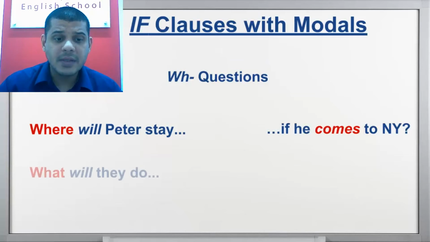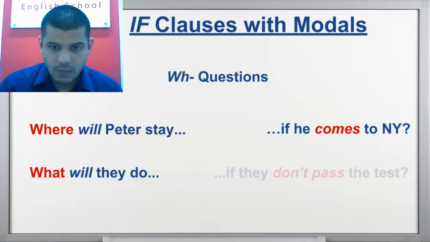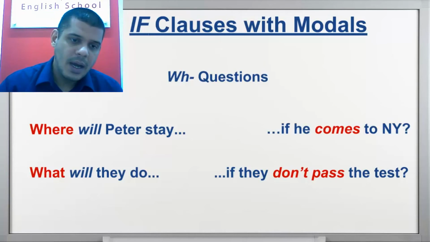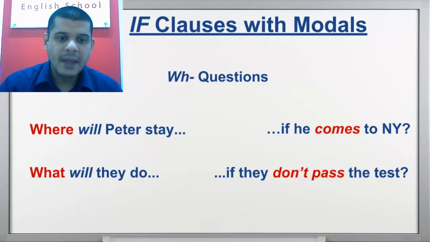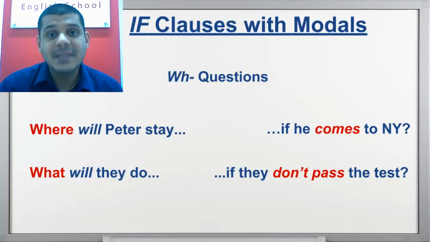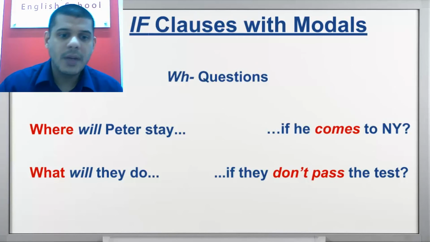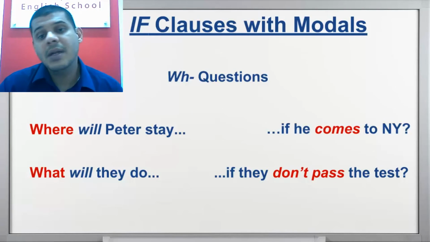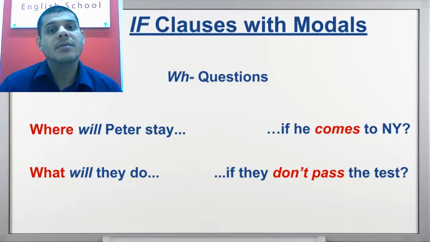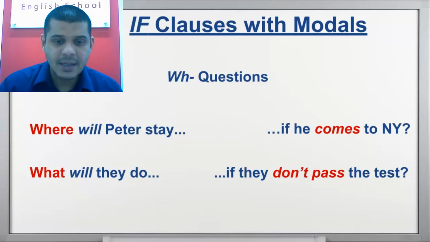Another example I have is, what will they do if they don't pass the test, right? So in this case, I'm using the WH question, what, right? And I use will, and pay attention to the second part, to the if clause, because in the if clause, the verb comes in the simple present, okay? So I'm going to use will for the WH question, and I'm going to use the verb in the simple present in the if clause, right? Finally, I have a last example here for you.